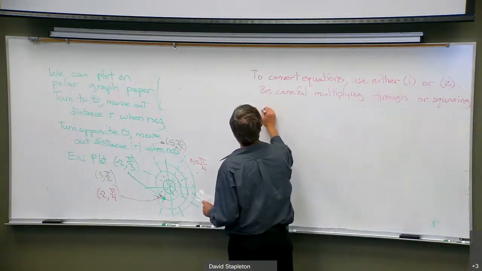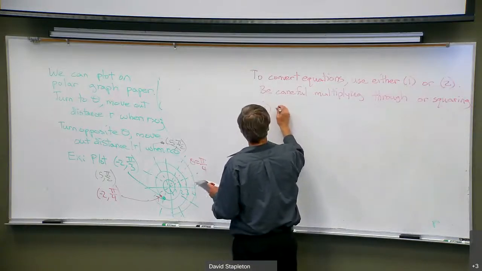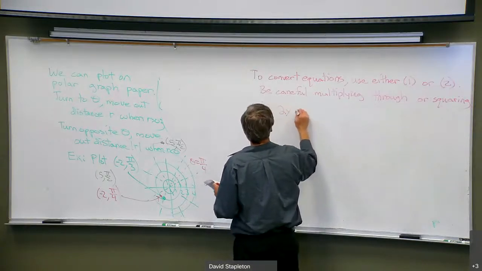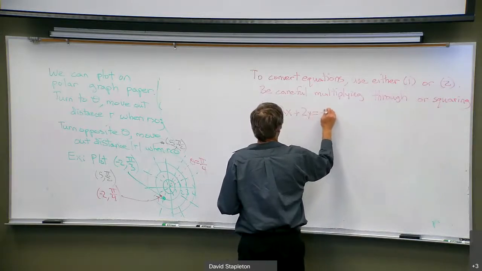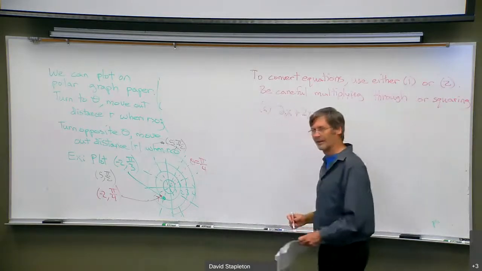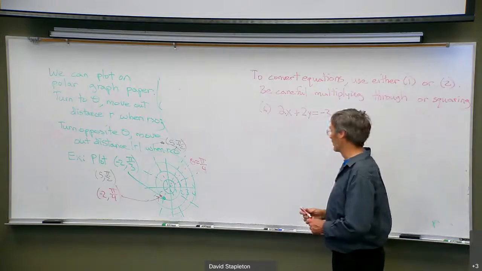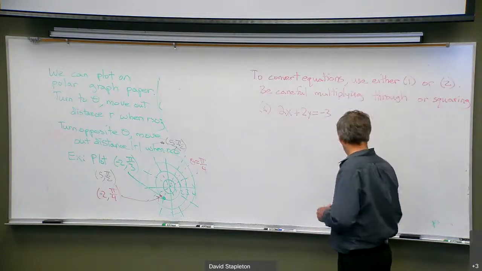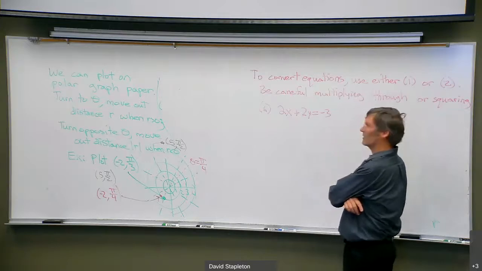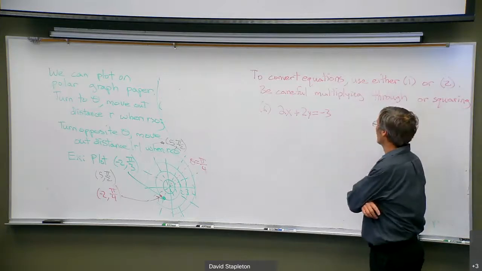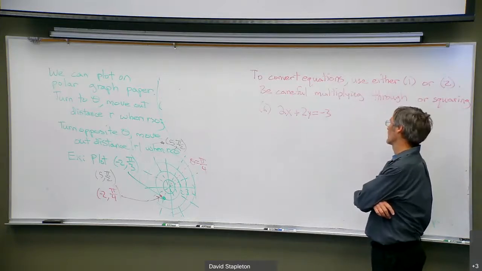So consider this one. Suppose I want to convert this one. What kind of equation is this from algebra? 2x plus 2y equals minus 3. I know how to graph this really easily. I would like to review just a little bit of your graphing from algebra and geometry. What does that graph look like? Can I sketch that really easily? Now I'm going to convert it to polar coordinates, see what it looks like in polar coordinates.